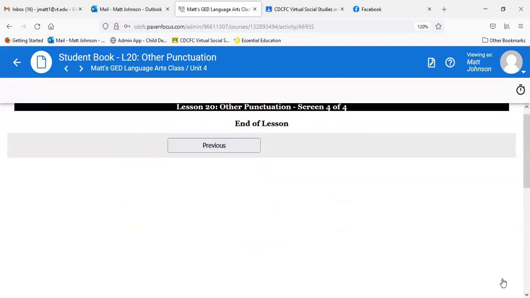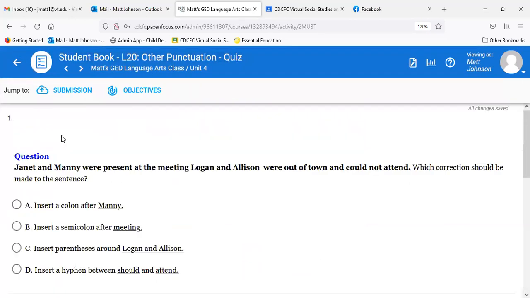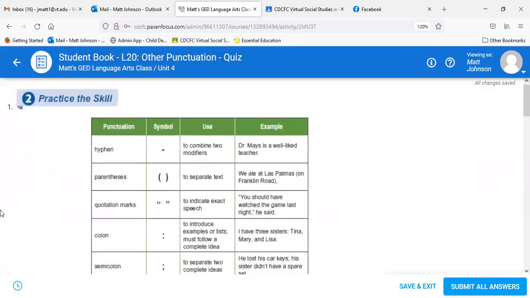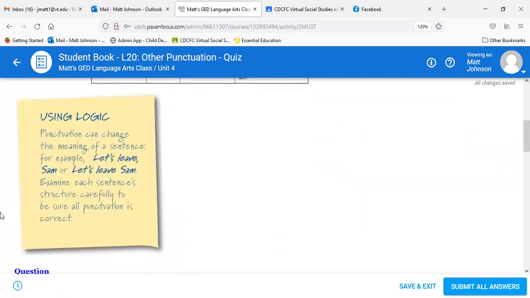All right, so let's take a look at our quiz, see how we're going to correct some sentences here with punctuation. Punctuation can change the meaning of a sentence. We mentioned this, right, with the comma. We talked about this in using, and the comma. So, "Let's leave, Sam" or "Let's leave Sam." Examine each sentence structure carefully to be sure all punctuation is correct.